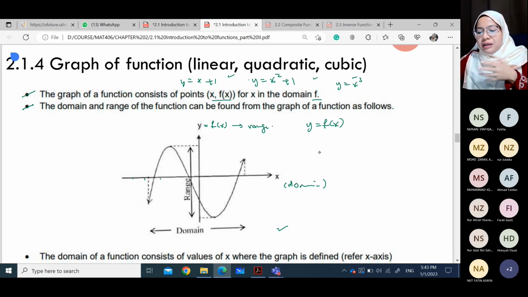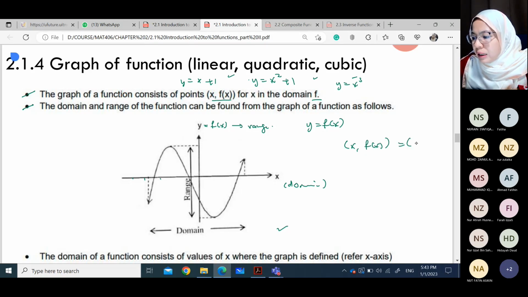Sebab tu tadi kita nampak the ordered pair. It is x and followed by range, ataupun x followed by y. So y itu adalah range. So dia akan membentuk titik-titik tersebut akan membentuk lengkungan yang ini.